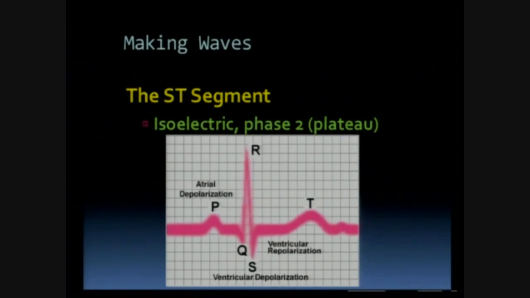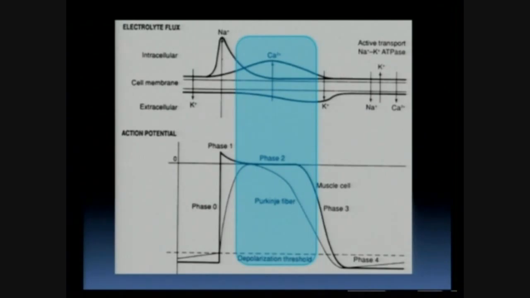This is isoelectric. Again, it's phase 2. It's that plateau phase of our action potential. And that's what's represented there, the end of our QRS to the beginning of the T wave. There's no net current. And again, we have calcium going into the cell. We have potassium flowing out. There's no net. So we have this phase 2, which we see on the action potential here is just a straight line, and that's really what we see on our EKG.